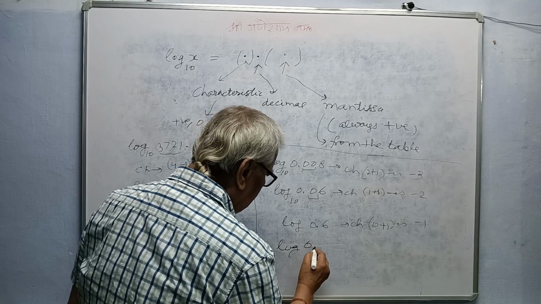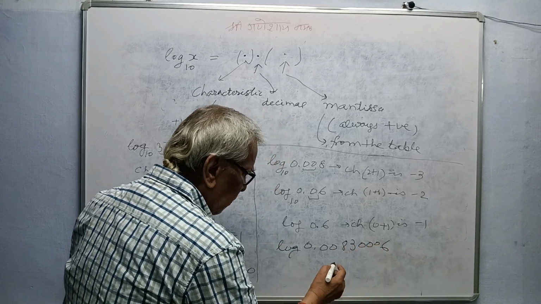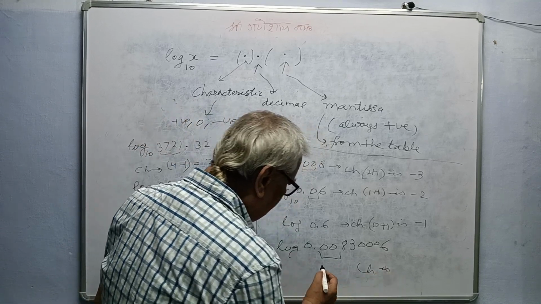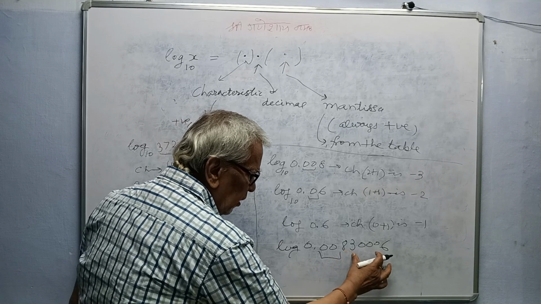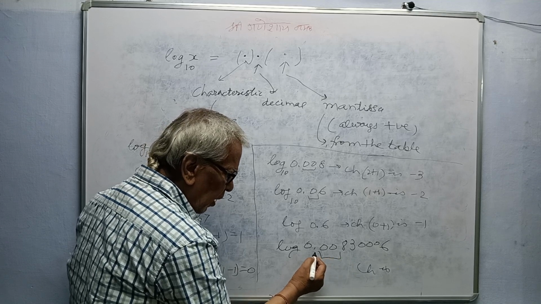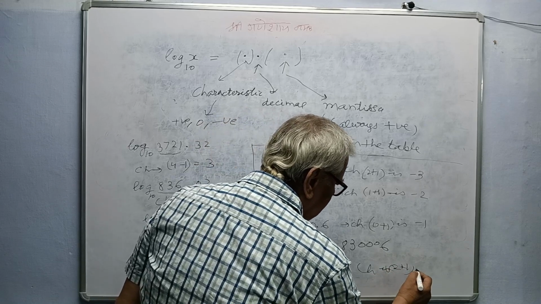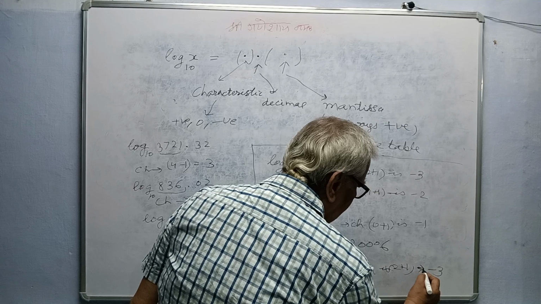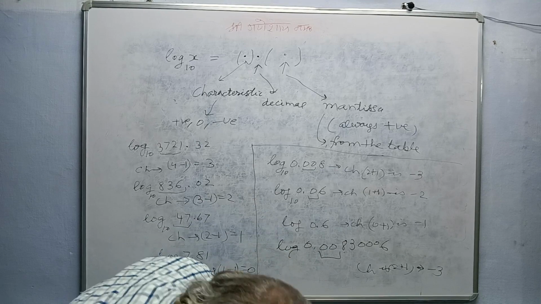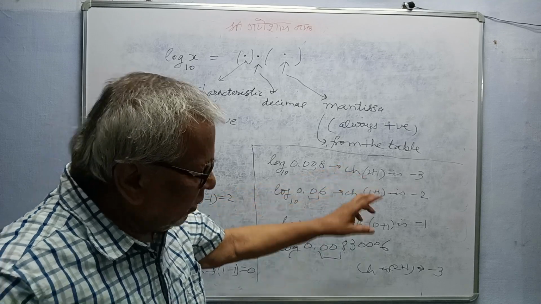Log 0.0083006. So its characteristic will be only 2 digits. We will not consider these zeros here. The non-zero digit is 8. Between the decimal point and the non-zero digit there are 2 zeros, so this is 2 plus 1, so minus 3. So the characteristic can be calculated mentally, orally, while for the mantissa we will have to consult the table.